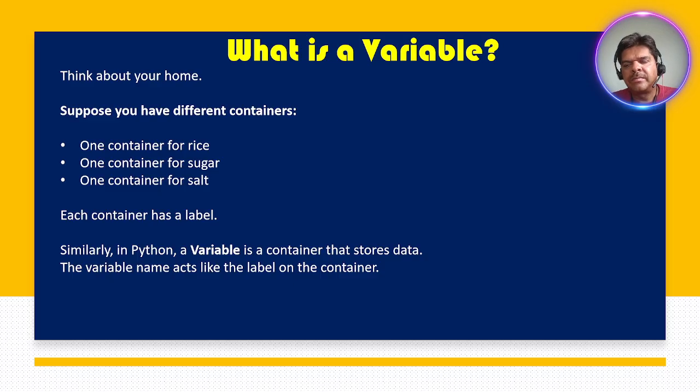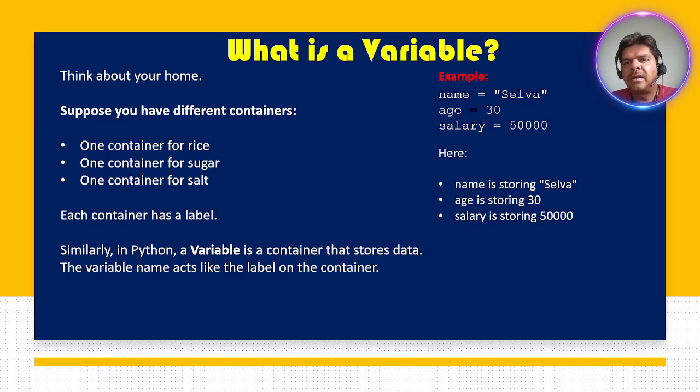Variable is a generic term. You can use a variable for different purposes. The purpose is usually storing data. That is common. But what type of data? Based on that, you can give the name, right? So for example, name equal to Selva, age equal to 30, salary equal to 50,000. See here, name is storing Selva.